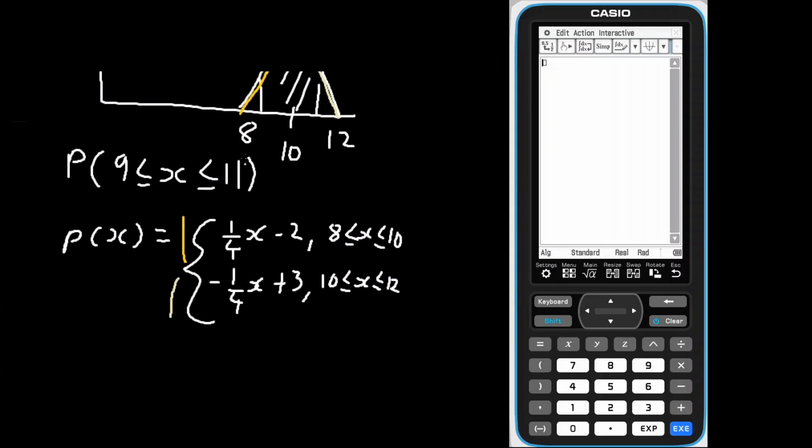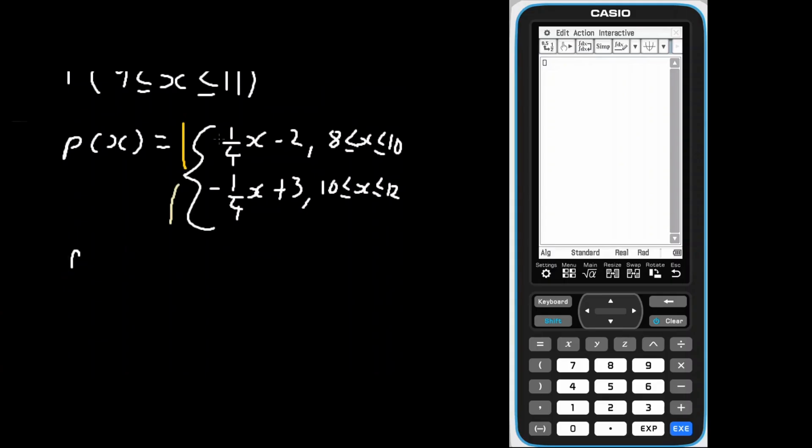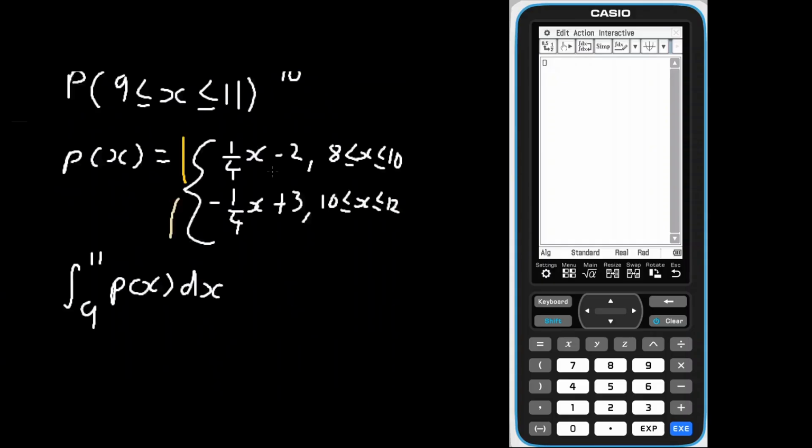So we could say realistically, it's the probability from 9 till 11 of our little function p of x dx. The problem is that we can't really compute that because it splits. It's a piecewise function at 10.